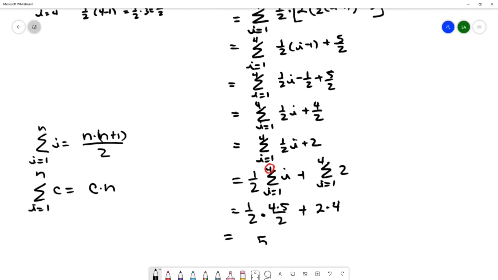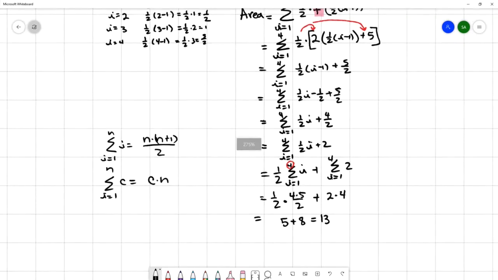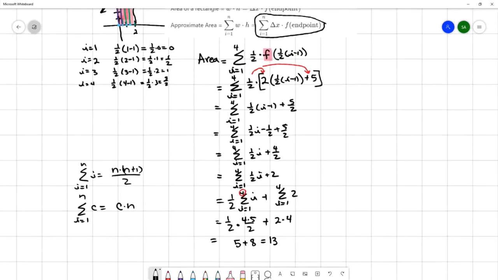And so this becomes 5 plus 8, which is 13. So the approximate area using the left endpoint is 13.